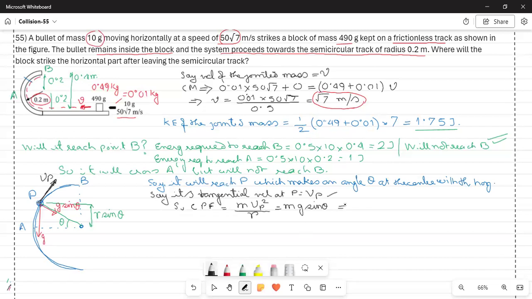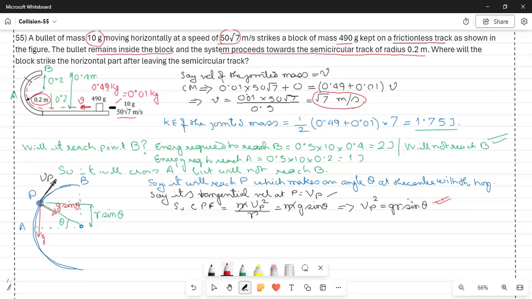From here, m on both sides gets cancelled. So here we get Vp square, an expression of the tangential velocity. Vp square is equal to gr sin theta, and this is one expression we have got that we shall need later.